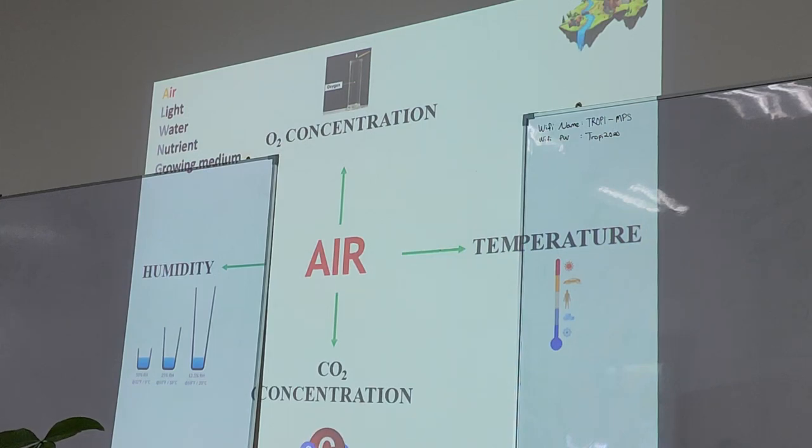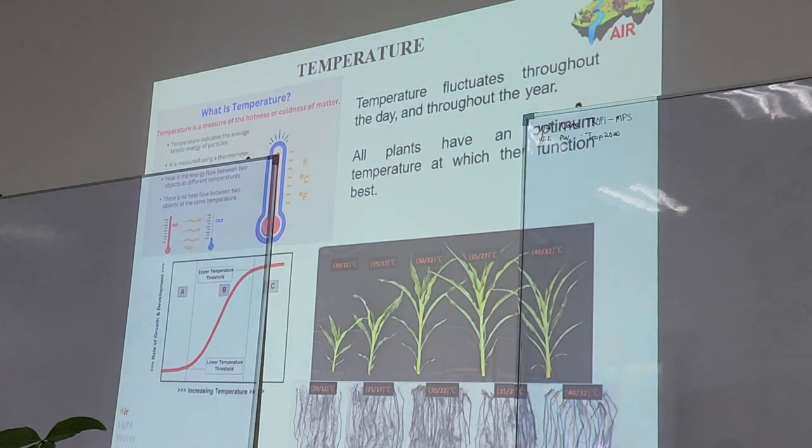Yeah. We go with the first component, air. So it's around us. You can't really see it, but that doesn't mean that nothing is present. So four things are important here, namely oxygen concentration, CO2, temperature, and humidity. Right. The temperature surrounding the air.